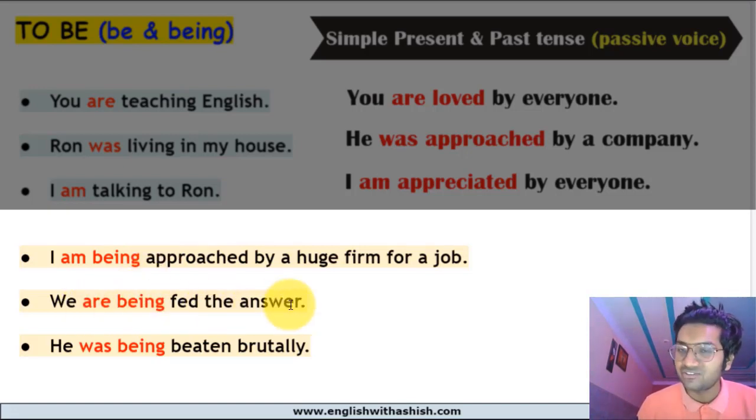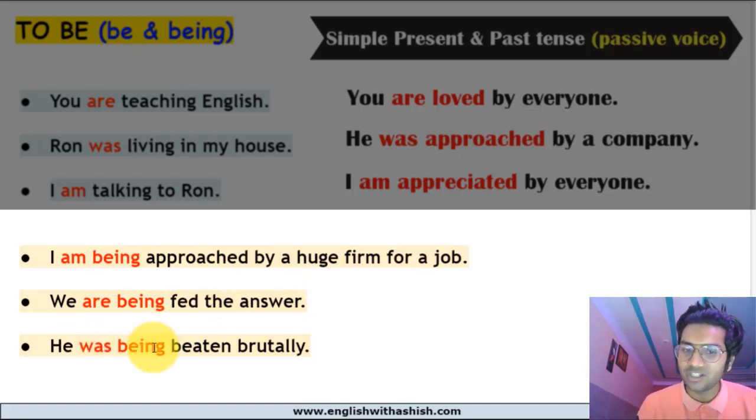We are being fed the answer. We're not talking about who fed us the answer, right? The sentence is in the passive voice, present continuous tense passive voice. Somebody is feeding us the answer, or they are feeding us the answer. We're not saying that. We're not talking about the doer of the action, the actual subject, right? So we are being fed the answer. Feed, fed, past participle, third form of the verb feed.